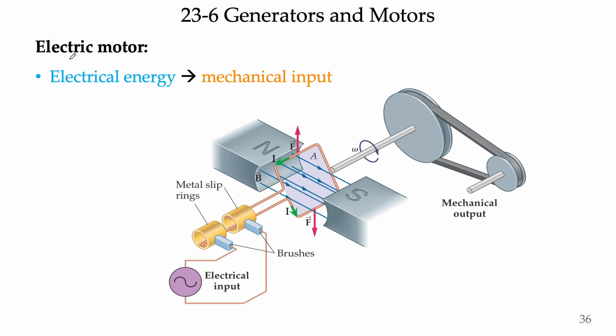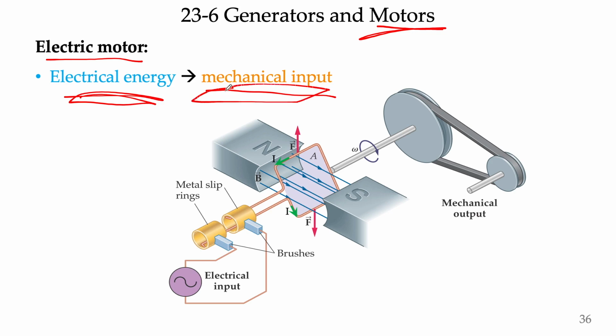Okay, now let's move to electric motors. So electric motors are the reverse of generators. Generators produce electrical energy from mechanical input, but an electric motor produces mechanical output from electrical energy. So we provide electrical energy, and the motor provides us with mechanical output. The motor could be connected to some setup like this in a car maybe. So this could be the electric motor in a car, and it could be related to other things.